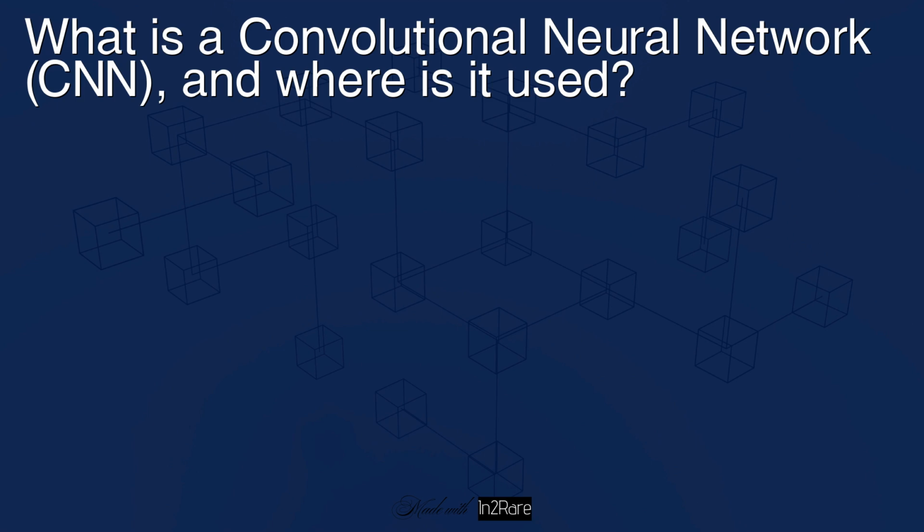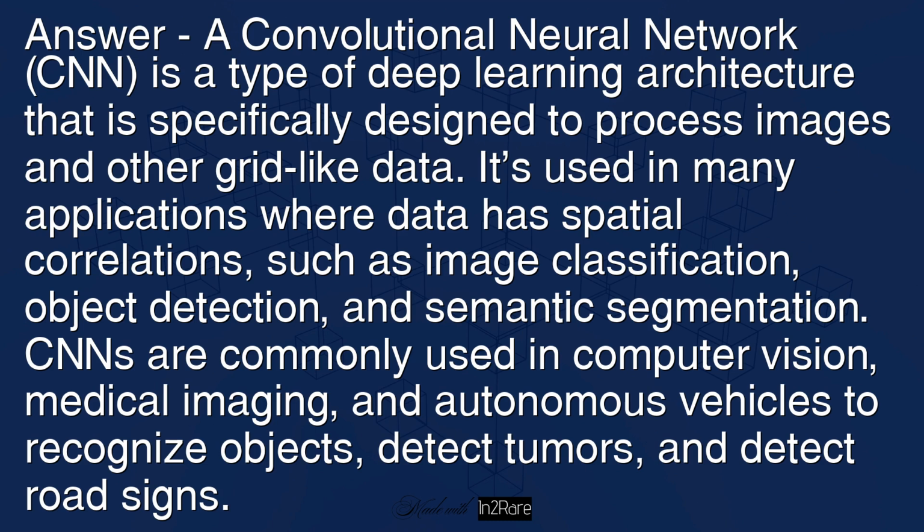What is a convolutional neural network (CNN), and where is it used? Answer: A convolutional neural network, or CNN, is a type of deep learning architecture that is specifically designed to process images and other grid-like data. It's used in many applications where data has spatial correlations, such as image classification, object detection, and semantic segmentation. CNNs are commonly used in computer vision, medical imaging, and autonomous vehicles to recognize objects, detect tumors, and detect road signs.